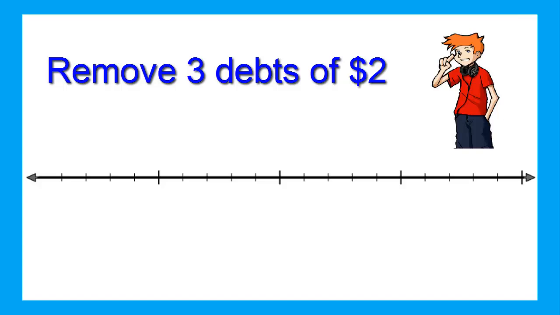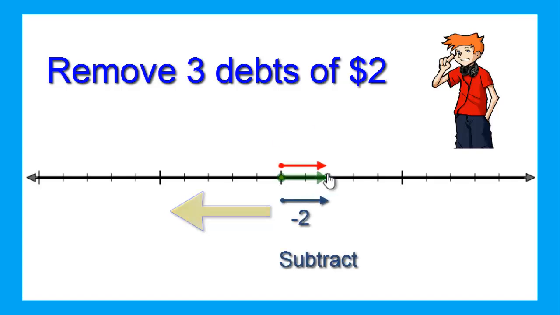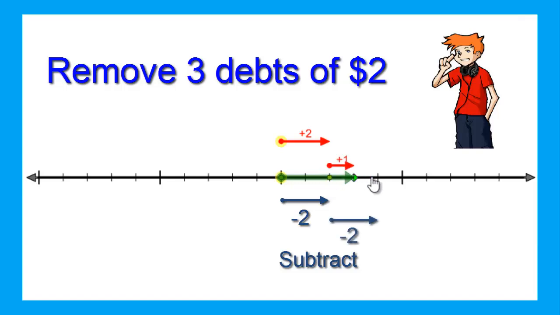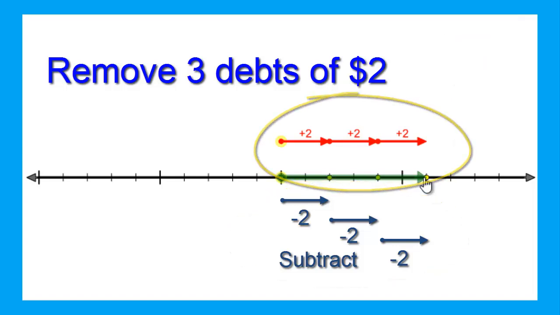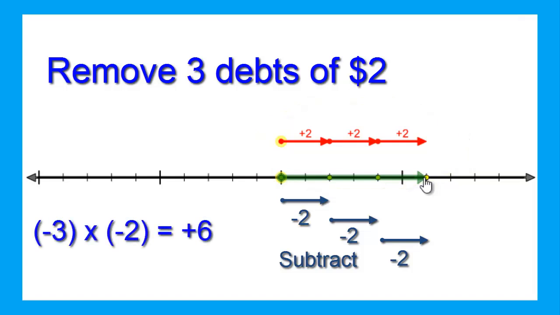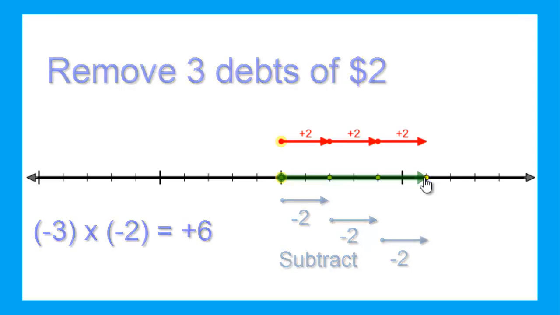When we repeatedly added debt, we moved to the left on the number line. Since subtraction is the opposite of addition, we must move to the right on the number line when we repeatedly subtract debt. Subtracting debt is the same as increasing your net worth. Negative 3 times negative 2 equals 6. Negative 3 sets of negative 2 means to subtract 3 sets of negative 2.